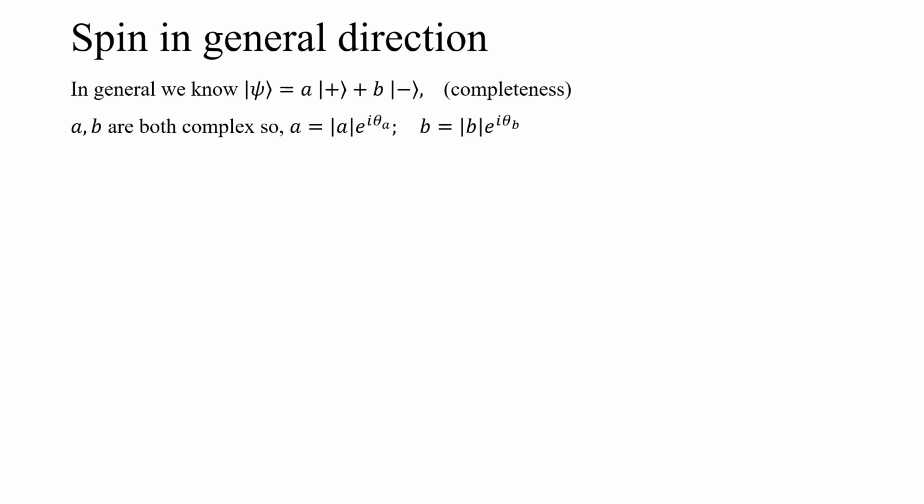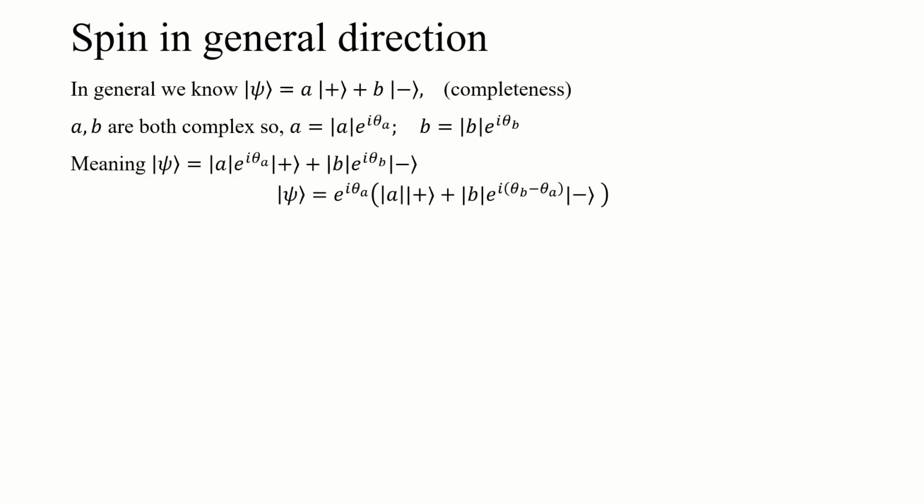So what we've been doing so far is using the z basis. We have spin up and spin down in the z basis, which are complete. And we know that any general vector can be described as a linear combination of those because they form a complete basis, with a and b both being complex numbers. Now, that means that a and b can both be written in this exponential form, where they have some magnitude and some complex phase I've called theta sub a or theta sub b.